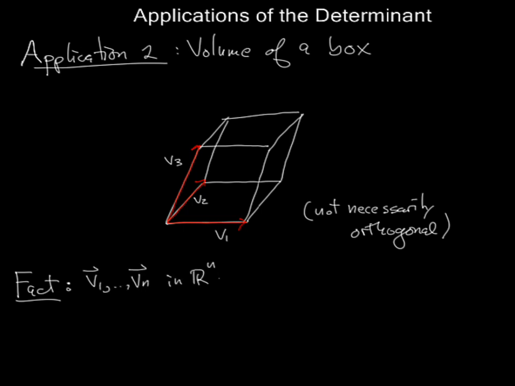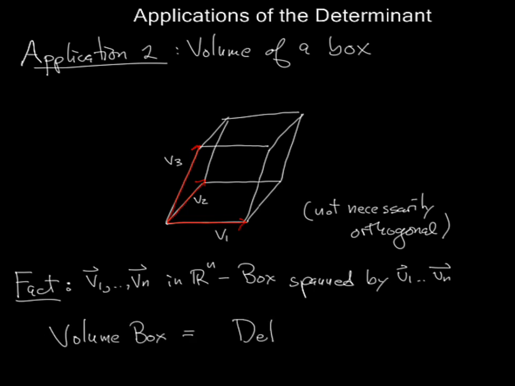And the fact is that the volume of this box, or in general, if you have n vectors in Rn, the volume of the box spanned by those n vectors is simply the determinant of the matrix that you get by putting the v's as the rows. And let's see, that can't quite be right. It could be negative, so it's actually the absolute value of this number.